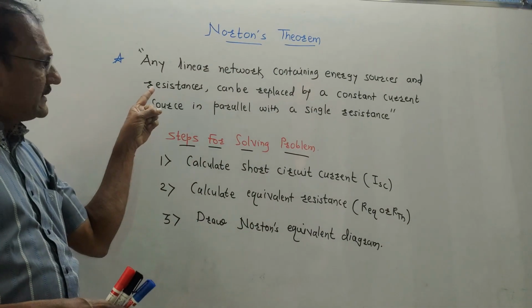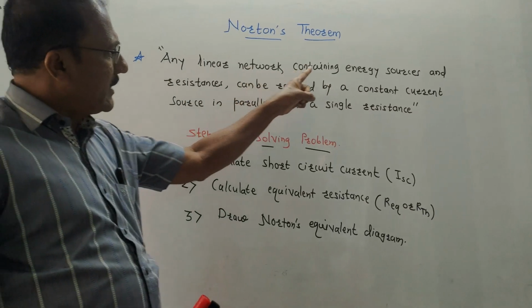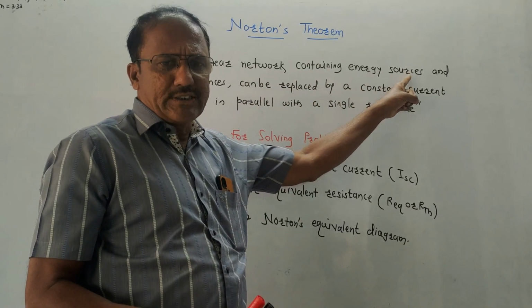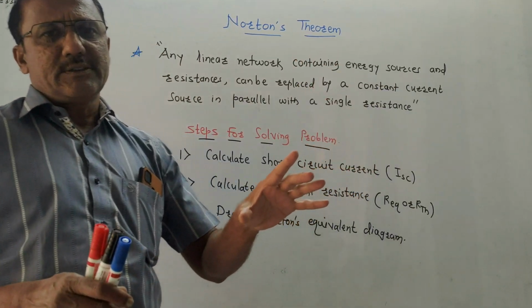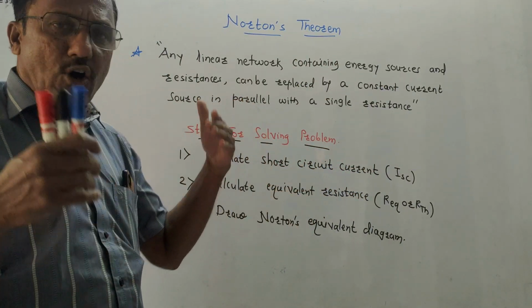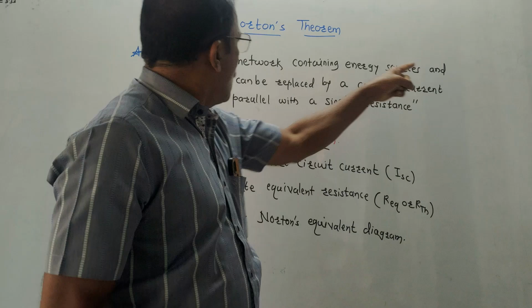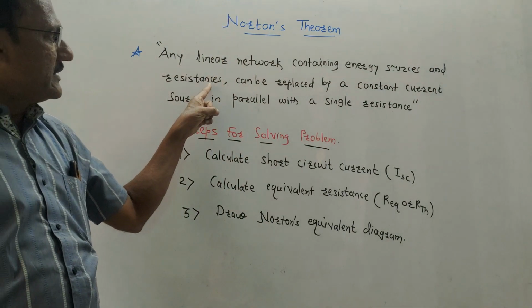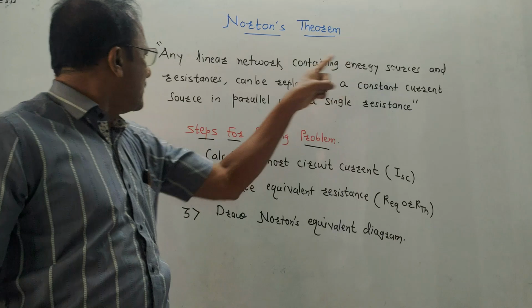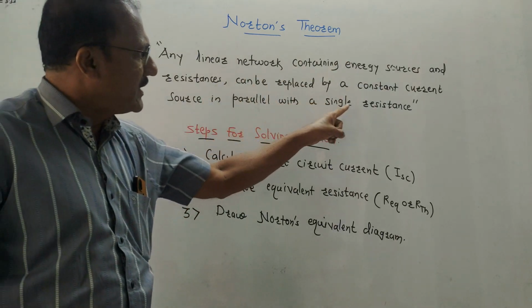The statement is: any linear network containing energy sources. Now, what do you mean by energy sources? Energy sources means it can be either voltage or current source. So, any linear network containing energy sources and resistances can be replaced by a constant current source in parallel with a single resistance.